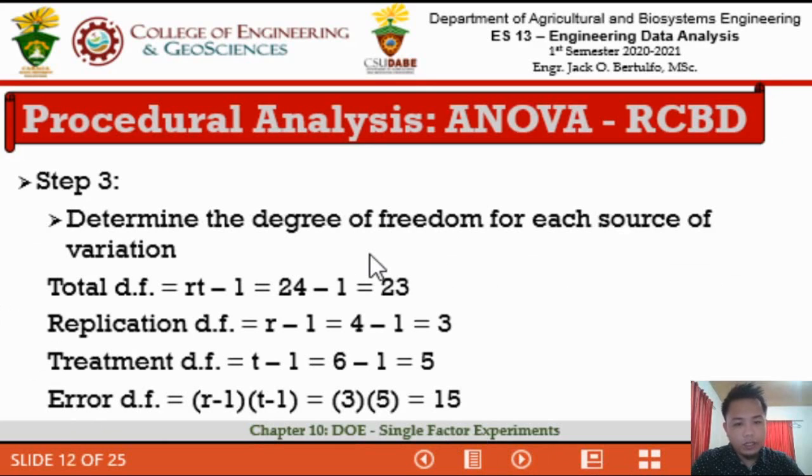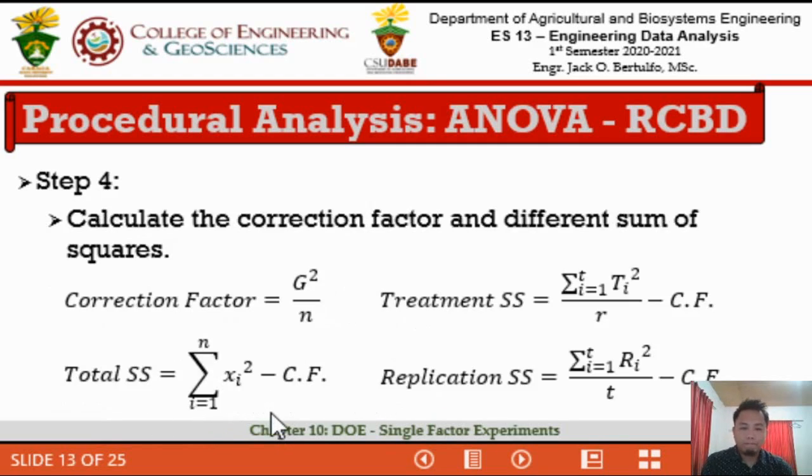Then proceed to calculating the degrees of freedom. The total DF is the same: RT minus 1, where R is the number of replications multiplied by the treatments. So we have 24 minus 1, giving a total degree of freedom of 23. For replication, it's just R, the number of replications, minus 1, so you have 3. Treatment is the same, T minus 1, so you have 5. Then for error, 23 minus 3 minus 5, which is equal to 15. But you can also use this formula, R minus 1 times T minus 1.